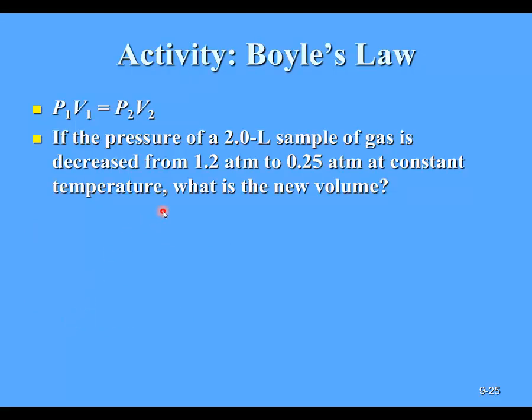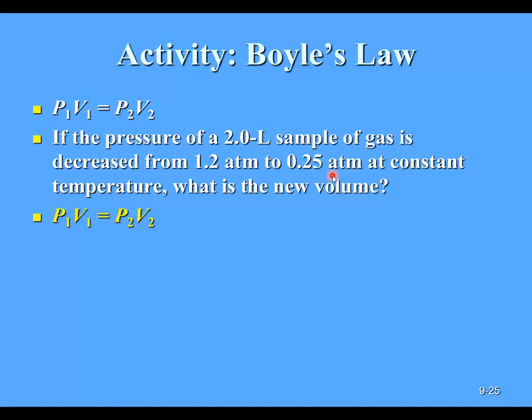So if I have changing volumes and pressures, but no changing temperature, so I'm holding temperature constant, and I'm holding the number of moles of gas constant, I can use this equation to relate a gas sample. So let's consider if we have a 2-liter sample of gas, and we're decreasing the pressure from 1.2 atmospheres to 0.25 atmospheres under constant temperature and constant number of moles. What would be the new volume we're dealing with?